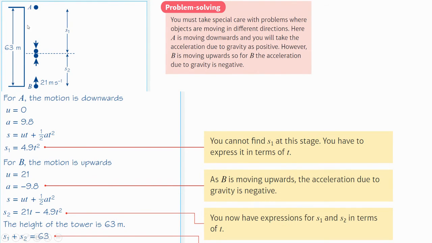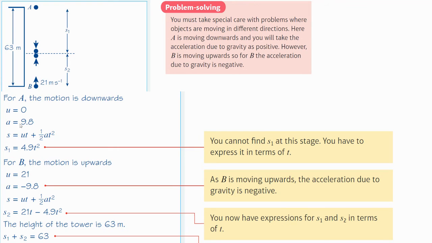We know that the initial velocity for A is 0. We know that gravity is 9.8, not much else. And we can put our information into S equals ut plus half at squared, but we are going to get S and T both as unknowns. We can do the same thing for B though.